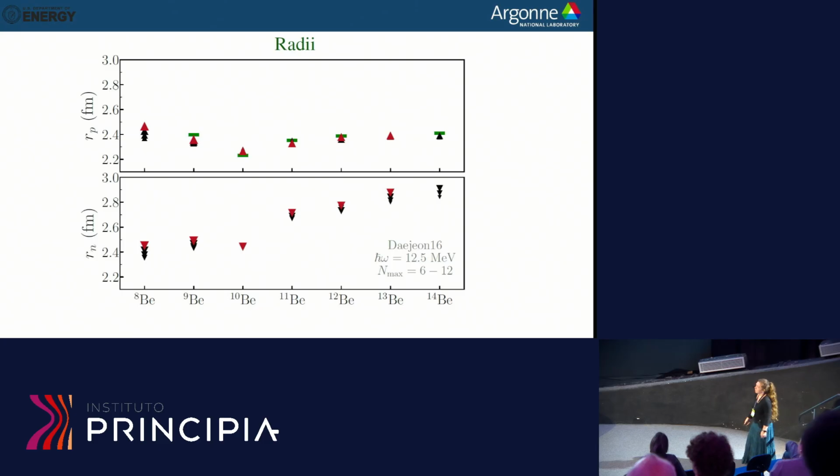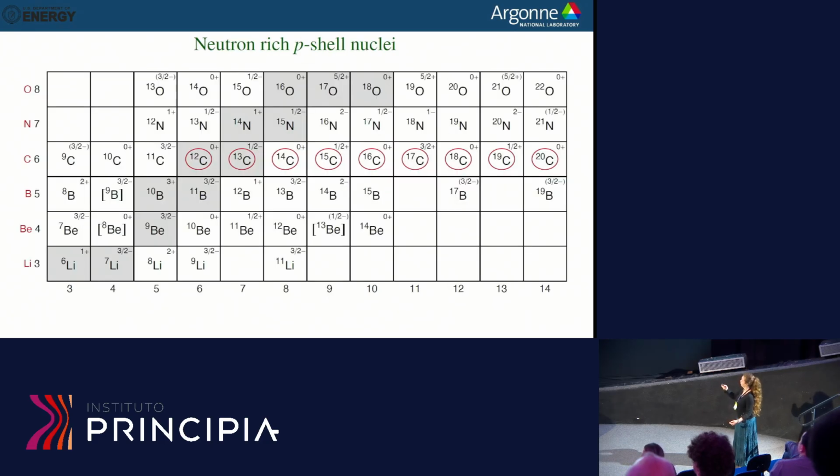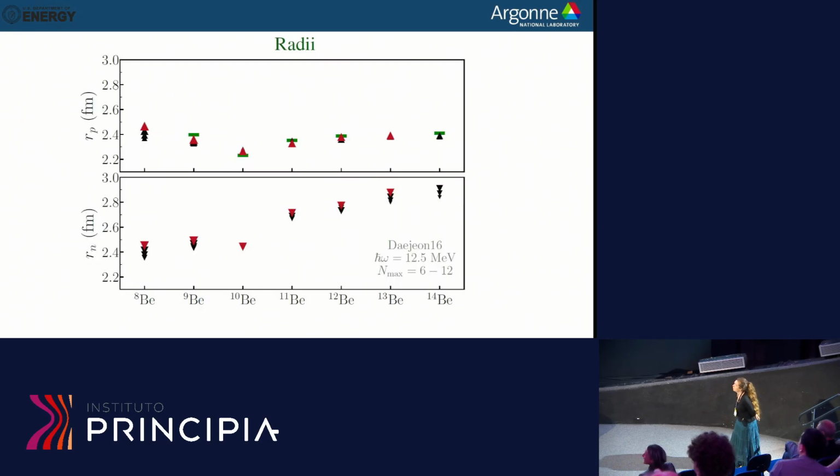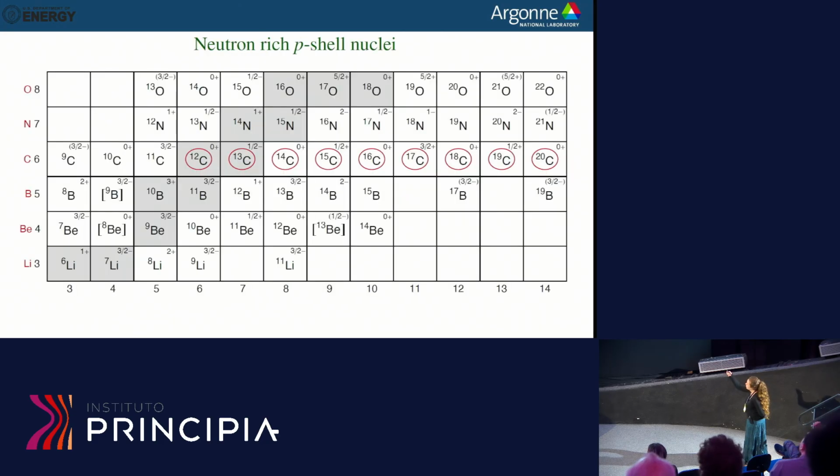And I can also calculate the radius to just confirm. If this is the proton radius, the triangles are the calculated values, and the green lines are experimental values. So we've got not perfect, but decent agreement with the proton radius. And as you can see, there's a very large jump in the neutron radius between beryllium-10 and beryllium-11, which you'd expect for a halo nucleus. So it's fairly consistent.